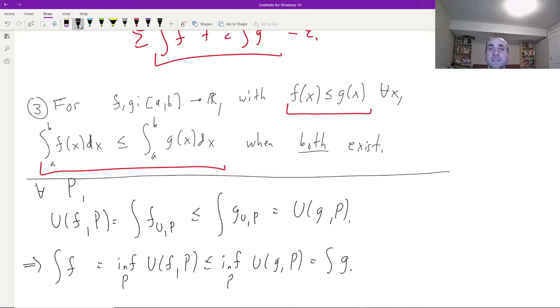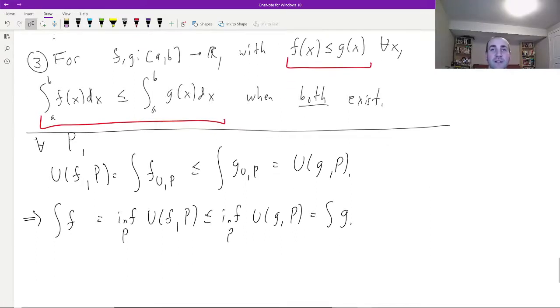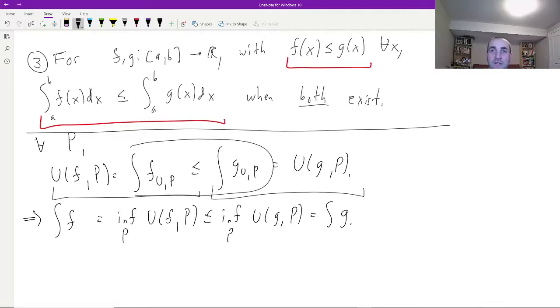For every single partition P, we have the following. The upper integral U of f_P is equal to the integral of the upper bound function f upper. Okay, this is just what I mean by the upper bound function, so that equality is sort of by definition. I have a similar equality for g over here, and then I have the critical inequality, the integral of f upper is less than or equal to the integral of g upper.